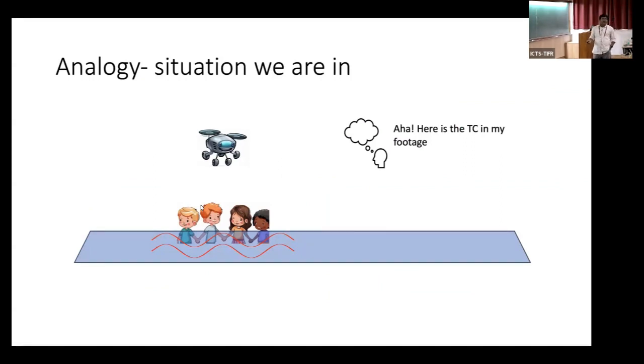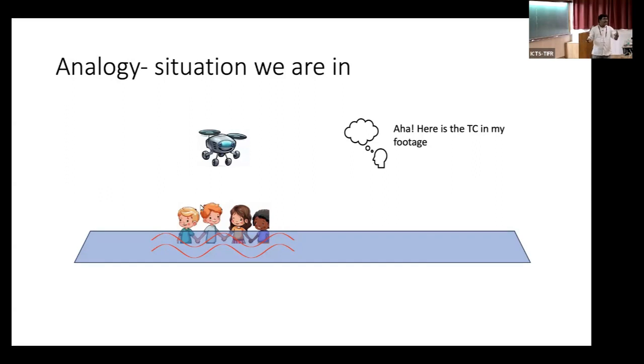So I have a bunch of kids. Kids are like quantum particles. So they are there playing, and then they are locally creating some time crystals. Now, optical detection is something like this. You send up a drone and look at the drone footage and say, oh, haha, here is my TC.